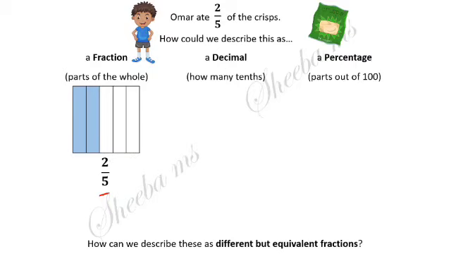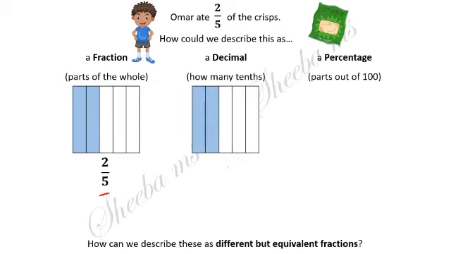For writing this in decimal form, we can make these into 10 parts. How do we make it into 10 parts? Here 5 parts are there, so let us make it into 10 parts. Out of these 10 parts, 1, 2, 3, 4. We know 4 out of 10. So 4 out of 10 as a decimal is 0.4.